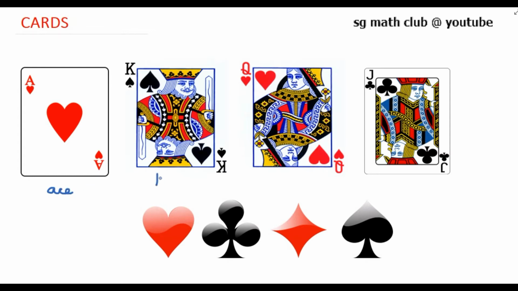And this is king, this is queen, and this card is nothing but jack. And we usually say king, queen and jack, these three are called as face cards.